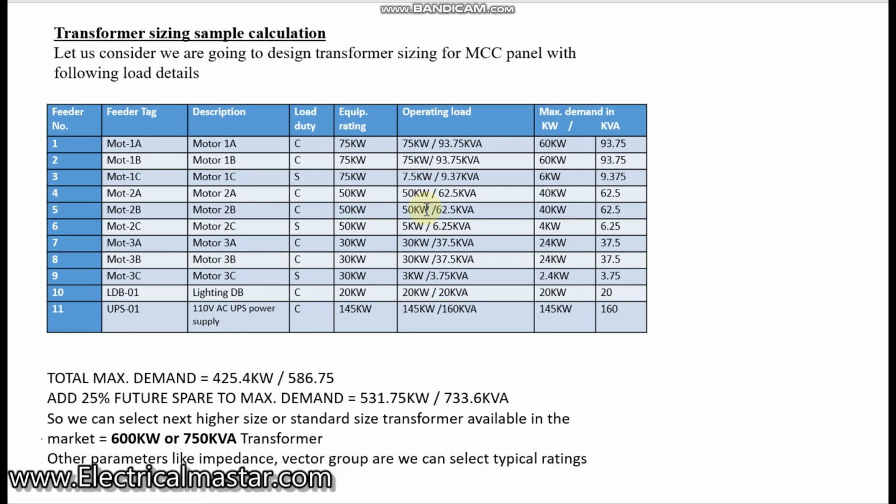In this way you have to find the transformer sizing for any switchgear or MCC panel. And other factors of the transformer, like impedance and vector group, all these values are typical ratings you can choose. I hope now you understand the concept of how to find the transformer sizing for an MCC panel and a switchgear.